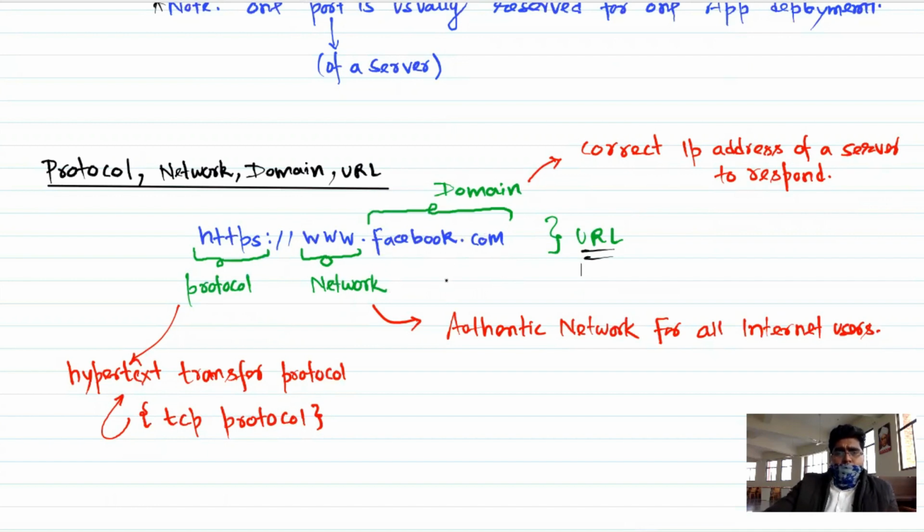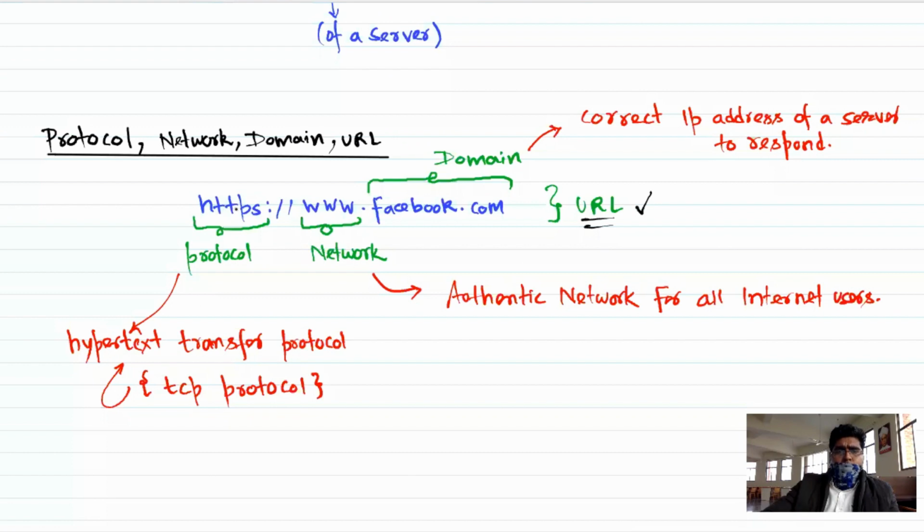But what are these things? What is protocol, what is network, and what is domain name? If this is the URL, this is fine, but what are they? So protocol is, for example, here we have used the HTTPS protocol. It means hypertext transfer protocol secure, which is based on the TCP protocol. But what is the use of this protocol? We will see, don't worry.